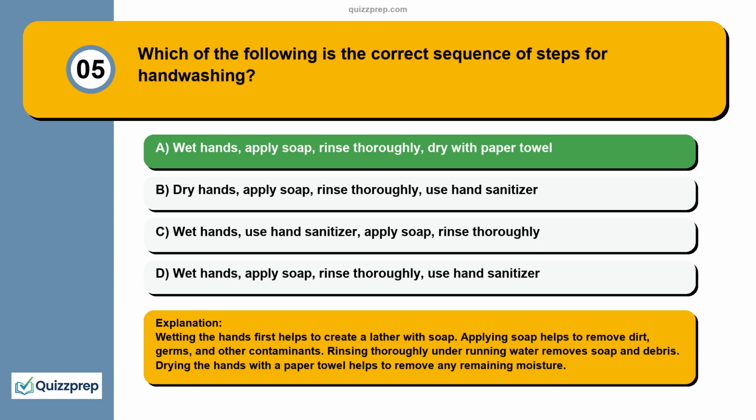Wetting the hands first helps to create a lather with soap. Applying soap helps to remove dirt, germs, and other contaminants. Rinsing thoroughly under running water removes soap and debris. Drying the hands with a paper towel helps to remove any remaining moisture.